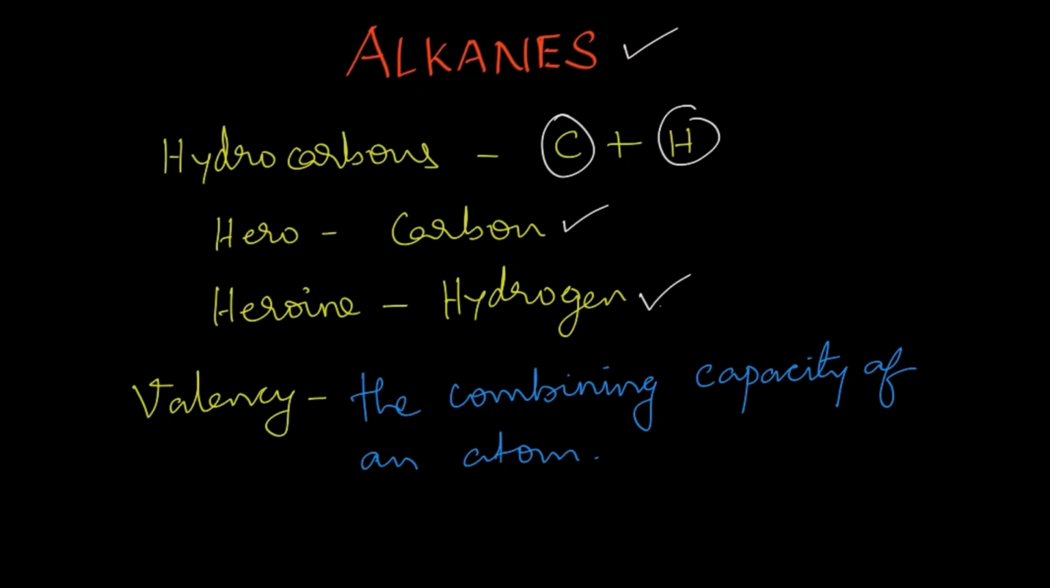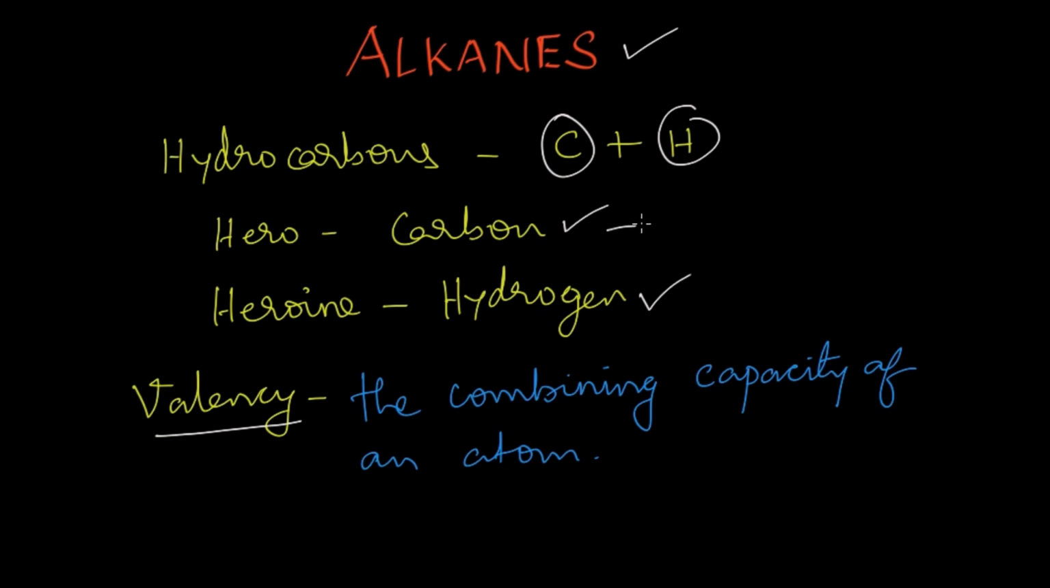Okay. Before going into the hydrocarbons, we need to learn a term called valency. What is valency? The combining capacity of an atom is called its valency. For example, if you have two friends, your valency is 2. How? Because you are able to have friendship with two members. So if you have 4 friends, your combining capacity is 4. Then your valency is 4.